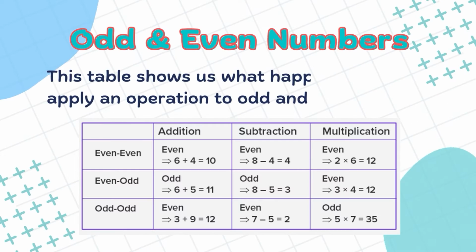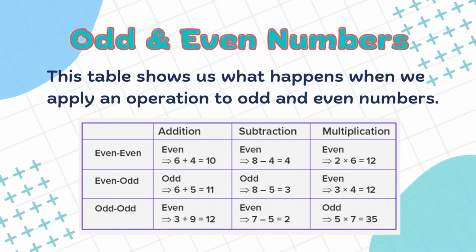Now let's examine this table that shows us what happens when we apply an operation to an odd or an even number. Addition. If we add 2 even numbers, the answer will be an even number. 6 plus 4 equals 10. 10 is an even number. It ends with 0. If we add an even and an odd number, our answer will be an odd number. 6 plus 5 equals 11. 11 ends with 1. It is an odd number.